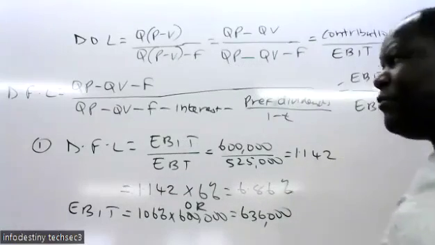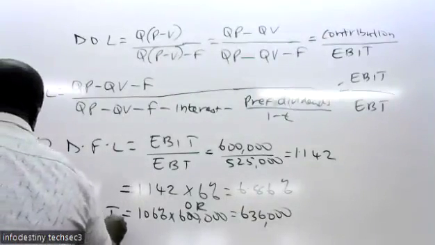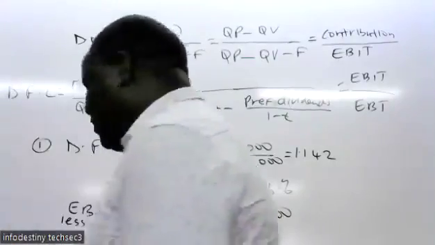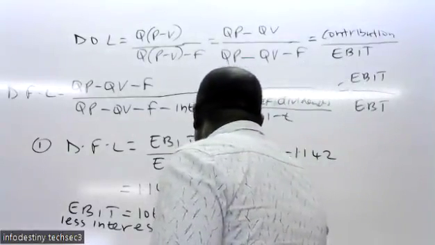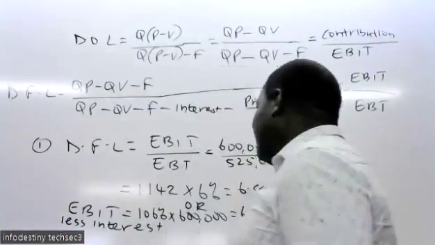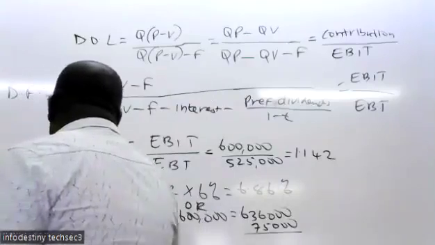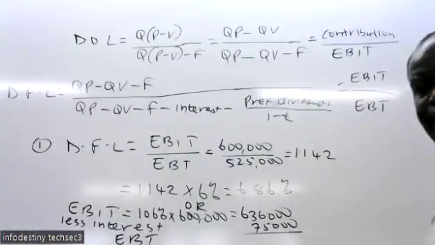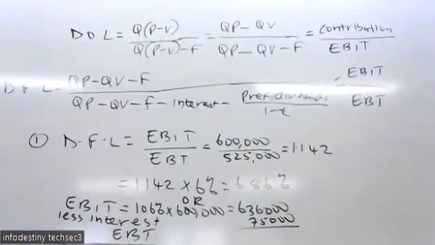Then now we less interest. We minus interest. So interest in that question is 75,000. So when you minus 75,000, what will be the earnings before the tax? When you take 636 minus 75,000, what should be the earnings before the tax?